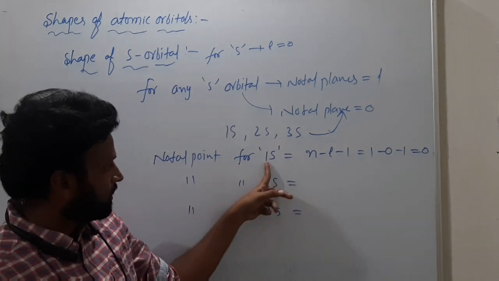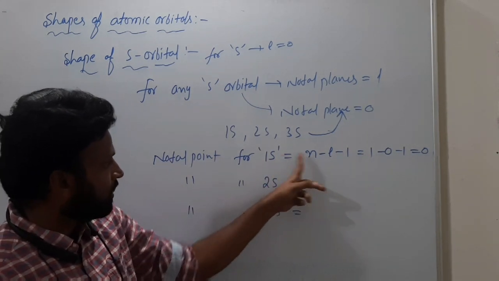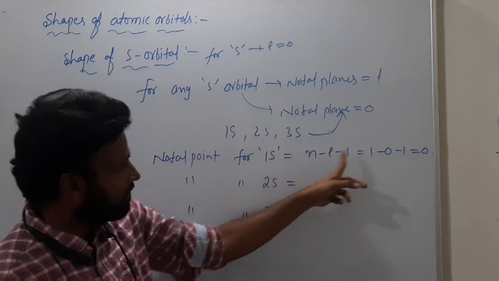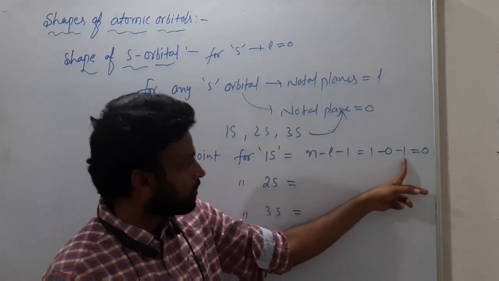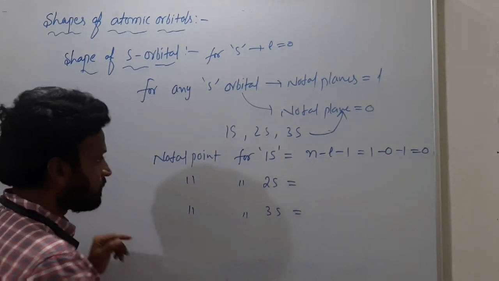So for 1s, the n value is 1. For s, the L value is 0. So 1 minus 0 minus 1, so 0.